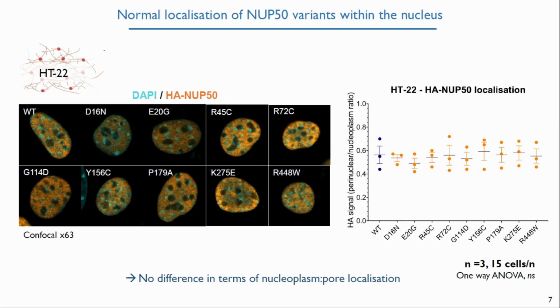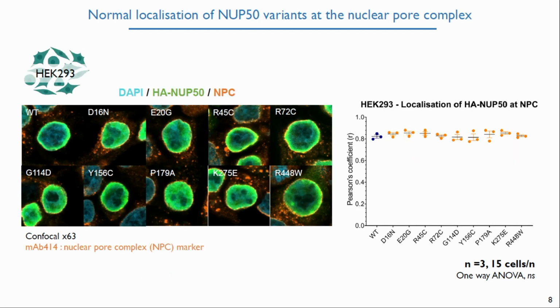And we didn't find any difference between the wild type or the variant plasmids. So they appear to localize normally. And we also further confirmed this by using a marker of the nuclear pore complex. And all these variants and the wild type normally localized in the nuclear pore.